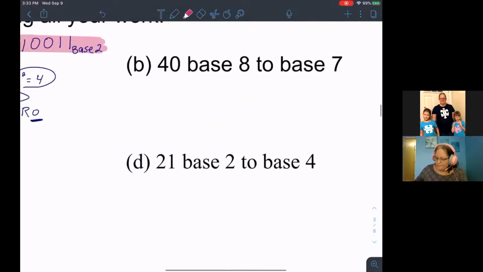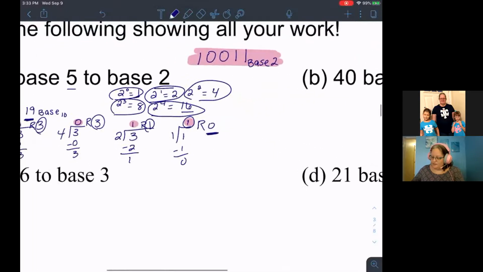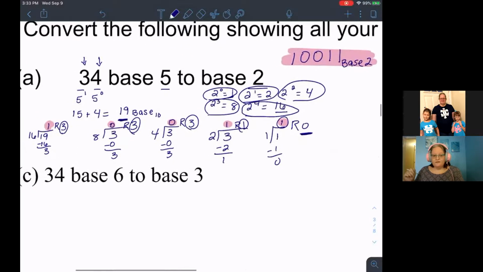Let me let you see it here. You can pause it so you can see what I did. So in order to get from base 5 to base 10, you'd be multiplying by the place value. But in order to get from 10 to another number, you'd be dividing. So that's how we did over here. We did all the divisions. If you have any questions, don't hesitate to reach out.